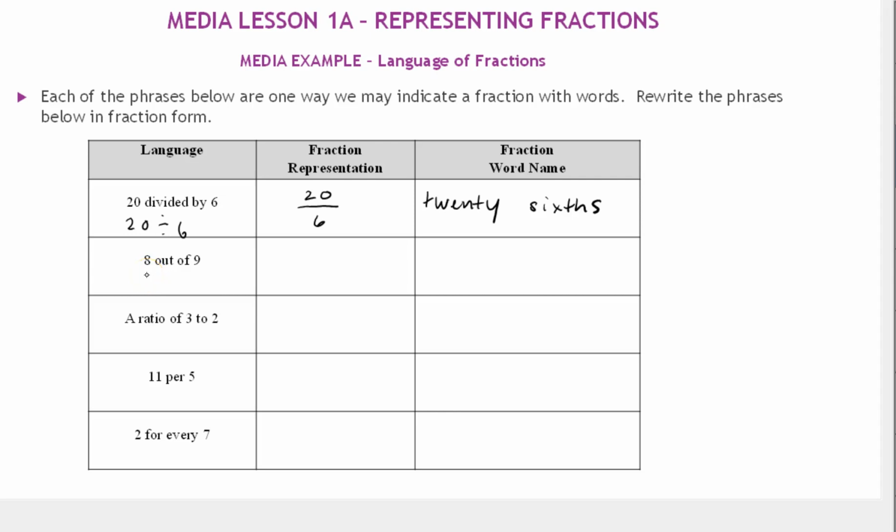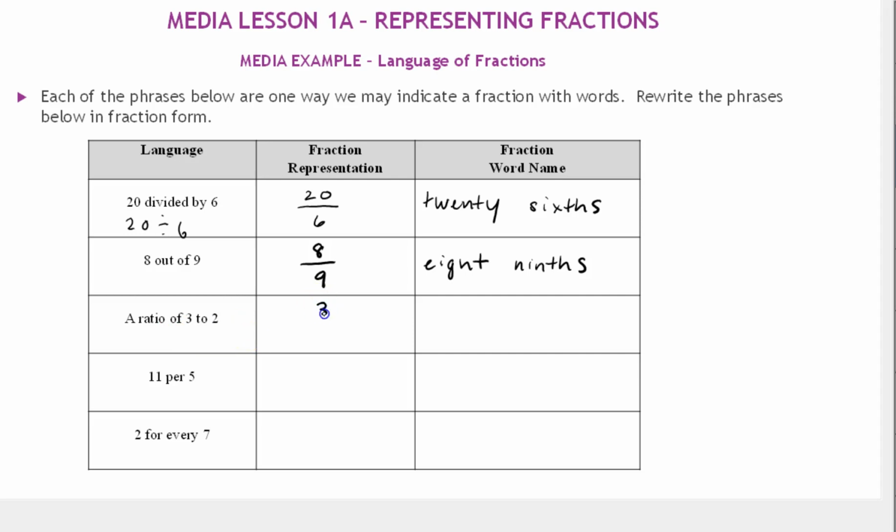Now the next one says 8 out of 9. Notice this isn't talking about dividing anything. We have 8 out of 9, which we can also write as 8/9. That's more language that we use with the fraction bar in between. So the top number is 8, and the bottom number is 9, and we'll put THS, so 8 ninths.